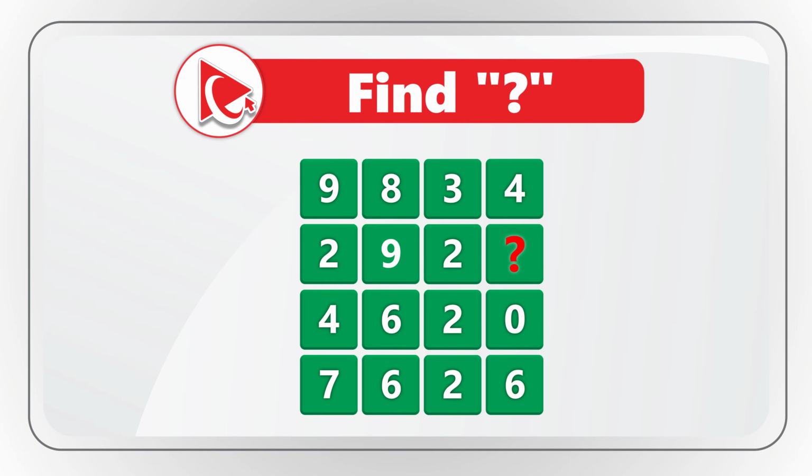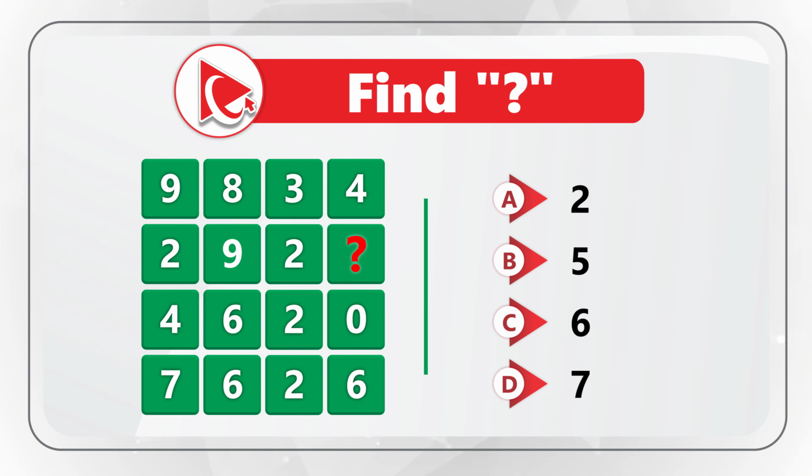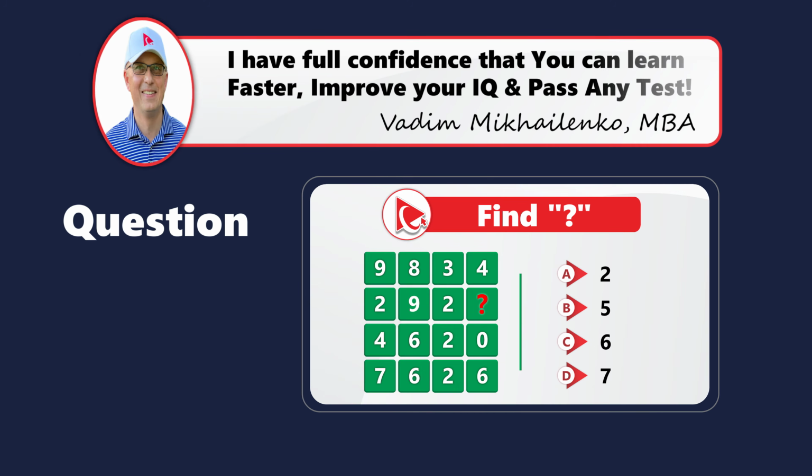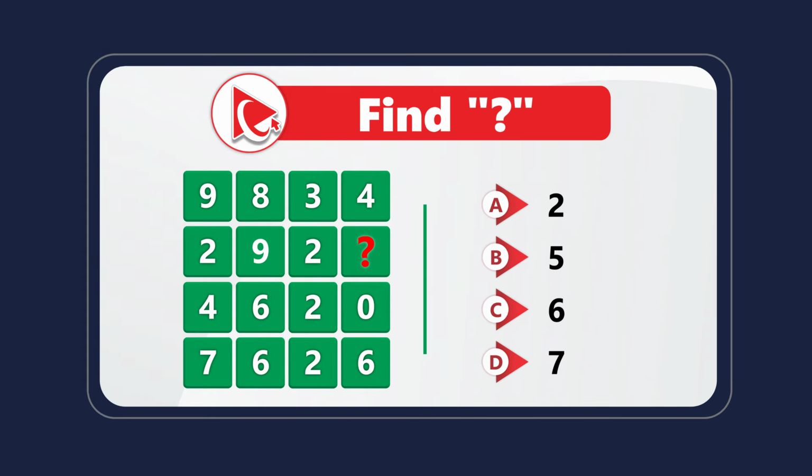You need to calculate the missing number, and you have 4 different choices to select from. Choice A, 2. Choice B, 5. Choice C, 6. And last but not least, choice D, 7. Take a close look to see if you can come up with the solution. Did you get to the right answer? I hope you did, because I'm moving forward to share with you my version of the solution. And obviously, if you have a better way to solve it, please make sure to post in comments.